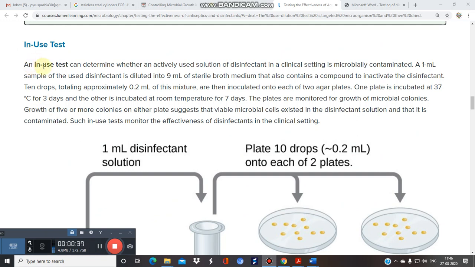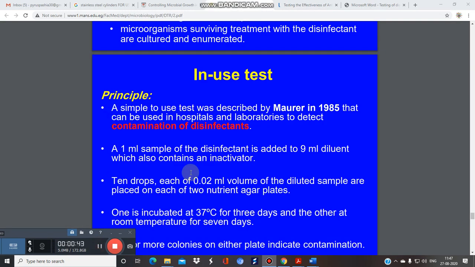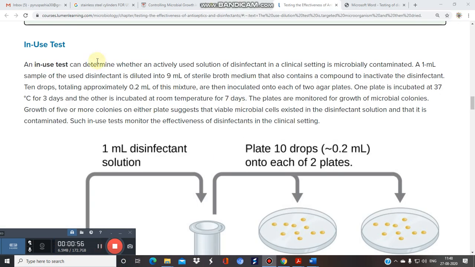This in-use test is applicable for hospitals and laboratories to detect contamination of disinfectants. This is important. This test can determine whether an actively used solution of disinfectant is microbially contaminated or not.